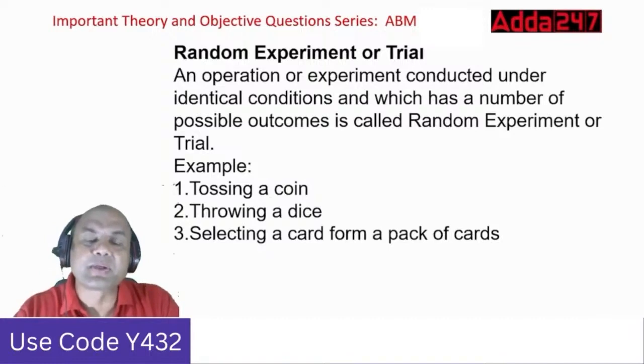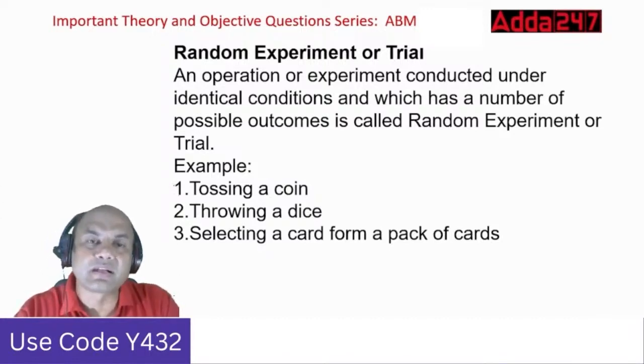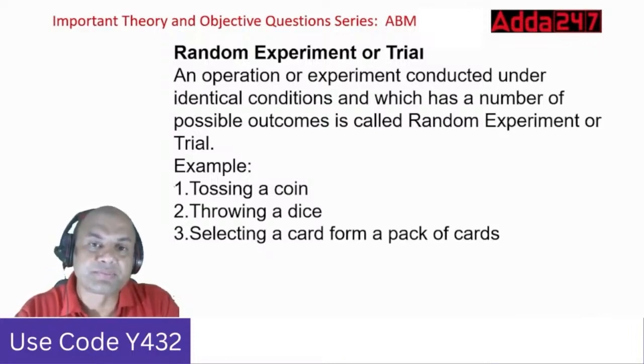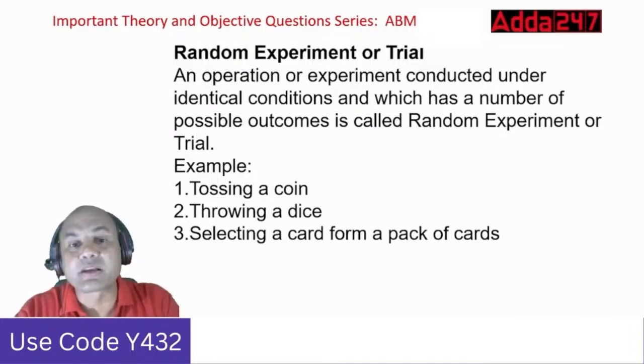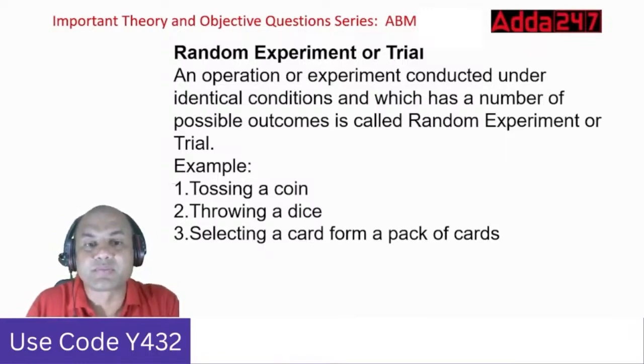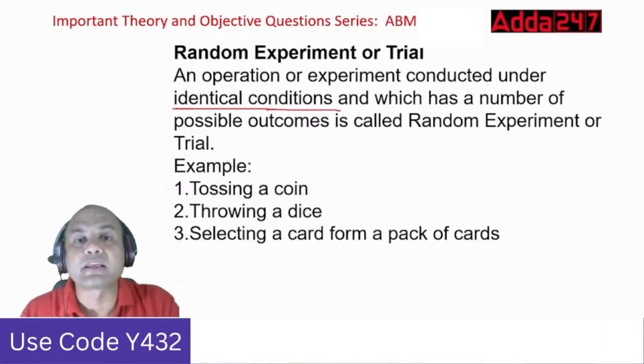So what is a random experiment? An operation or experiment conducted under identical conditions and which has a number of possible outcomes is called a random experiment or trial. So an operation or experiment conducted under identical conditions. Look at this, identical. This is important. Identical conditions means those conditions which are similar. Two boys are identical. Two girls are identical. It means what? They are similar looking.